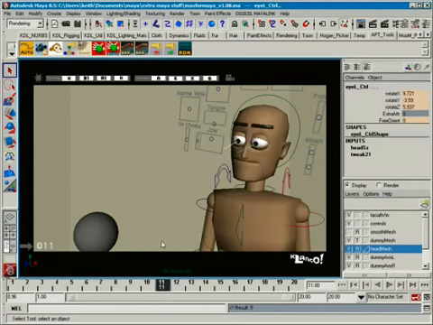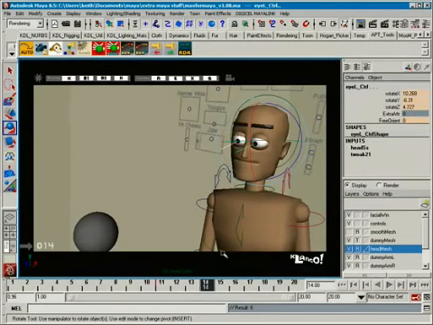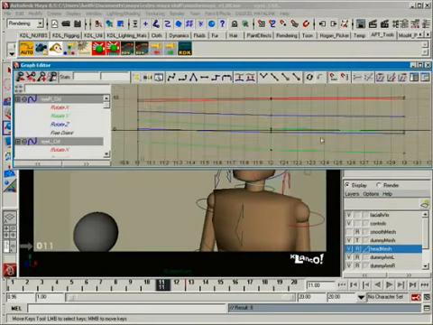So let's say I want to do a little quick eye dart here. I'll set a key, and then I'll go out like 1, 2, 3, maybe 4 keys, and then I'll just rotate them a little bit to give the eye dart. You're thinking, 4 frames, that's not a dart. And you're right, it's not. Then I go out to 3 frames, key it again, and I take the 3 and the 4 and I tuck them right back next to the 1. That's it. Let's take a look at that.